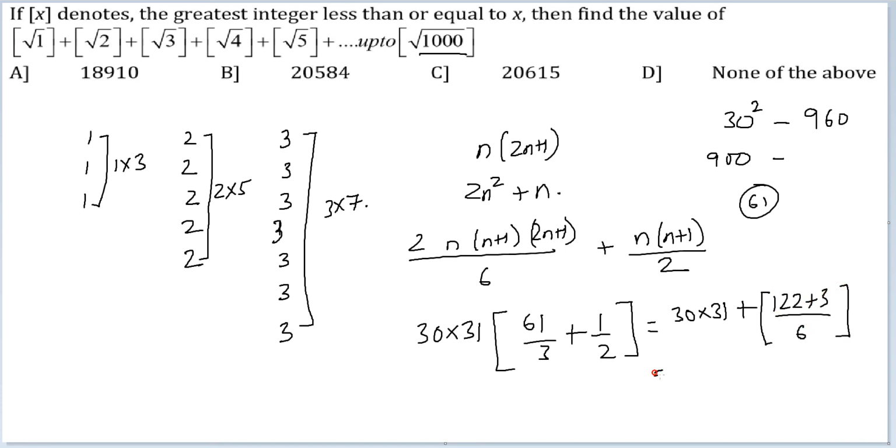This is what I'm getting, or 5 into 31 into 125. This is what I'm getting. I don't want to multiply it right now. I will take care of it later.